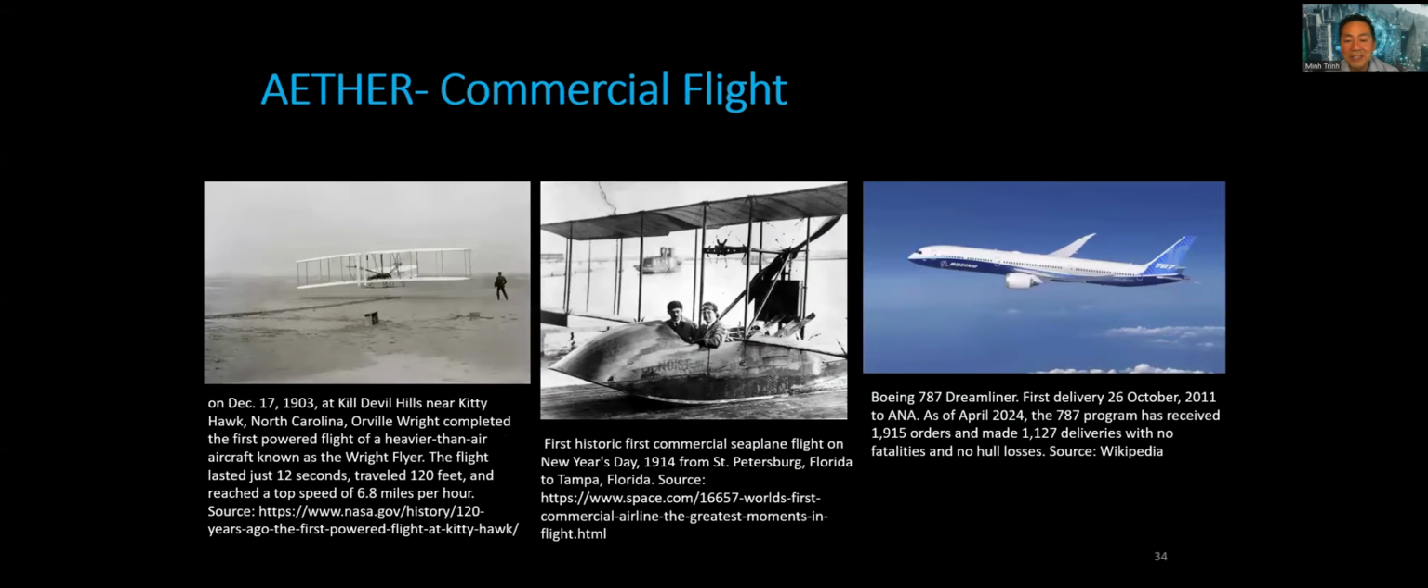Here is a comparison, maybe as food for thought. You could talk about Ether commercial flights. In 1903 we had the first flight using an engine; the Wright brothers had the first flight with an engine. It lasted only 12 seconds. It traveled 120 feet and reached a top speed of 6.8 miles per hour. It was very short, but it was the first flight. It flew only for 12 seconds, so it's not that long, but still, we say it's the first flight.